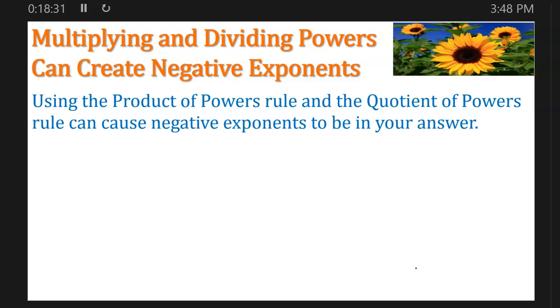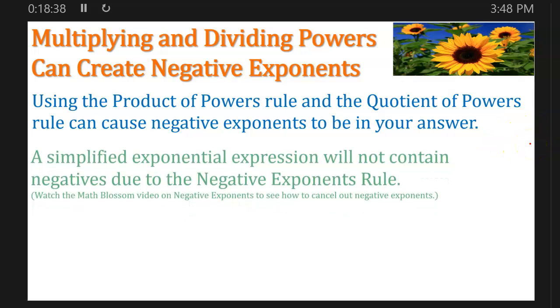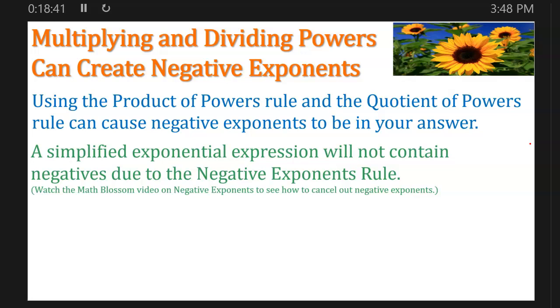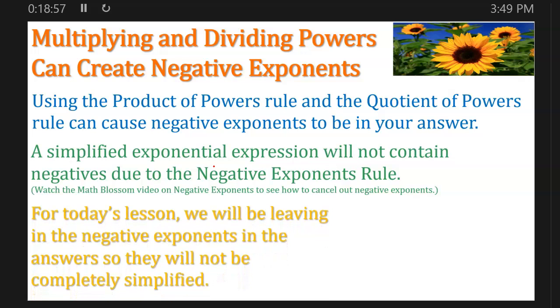Multiplying and dividing powers can create negative exponents. So using the product of powers rule and the quotient of powers rule can cause negative exponents to be in your answer. A simplified exponential expression will not contain negative exponents. That should say negative exponents here. It may have negative numbers. It just will not have negative exponents. And for today's lesson, we'll be leaving in the negative exponents in the answers. So they won't be completely simplified, but really we're just doing that to learn how to multiply and divide and not worry about the negatives at this point.